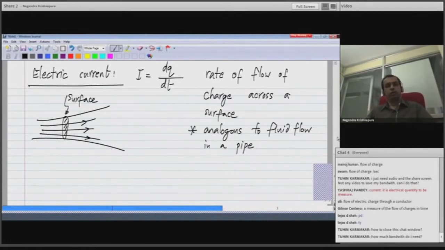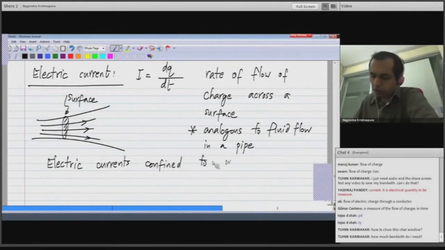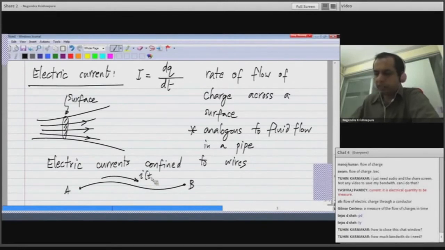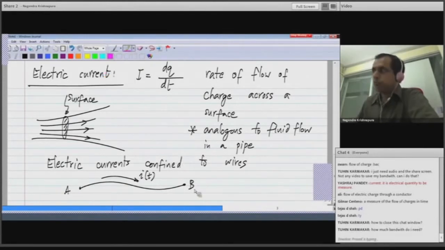So you may have some wire like that, and you could have a current flowing from A to B. As I said many times, this really consists of electrons flowing from B to A, but we can think of it as positive charges flowing from A to B, if the current is in this direction. We also don't worry about exactly how the charges are distributed across the surface of the wire. We will be only concerned with the total current flowing through the wire.